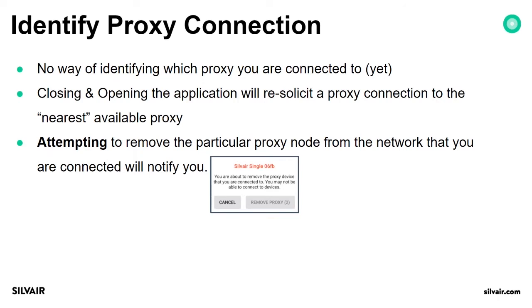Regarding proxy connection, there's no way of identifying which proxy you are connected to. So even if you have, for example, 10 nodes on a large area, you can be connected to either of them. Closing and opening the application will resolicit a proxy connection to the nearest available proxy. This is mostly useful for static proxies.